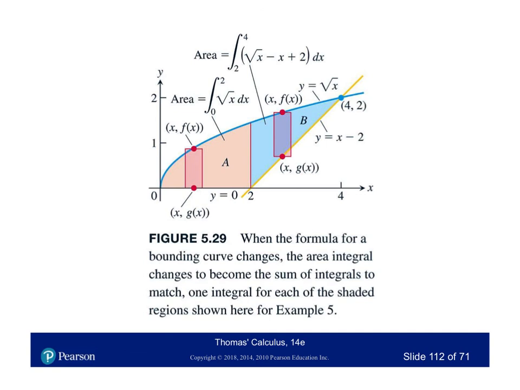This is the top function is always above, so I don't know what the problem is. This is the square root function. I see it right here. Square root of x. And this function is a line, x minus 2. Obviously, I'm going from 0 to 4.